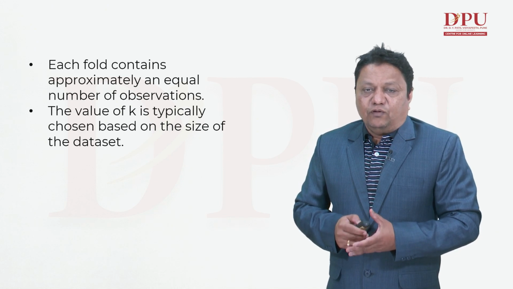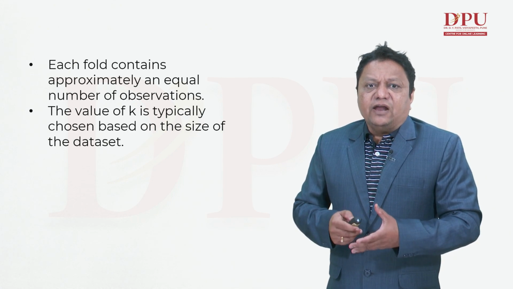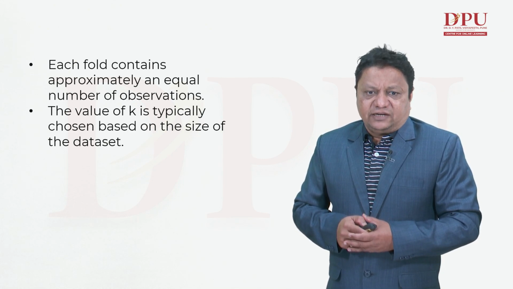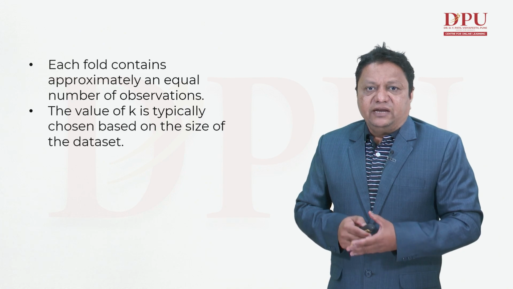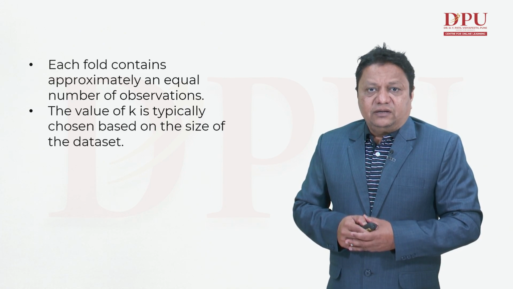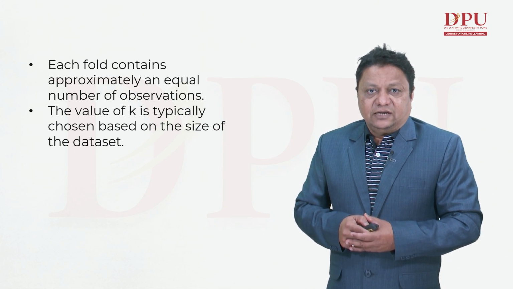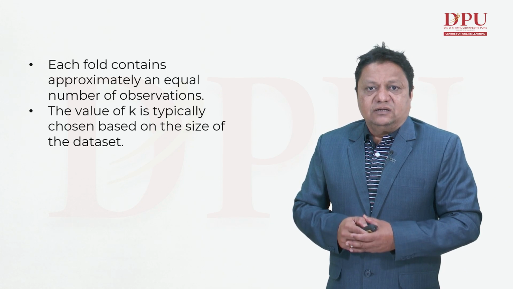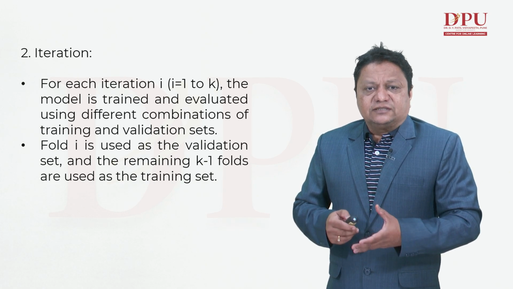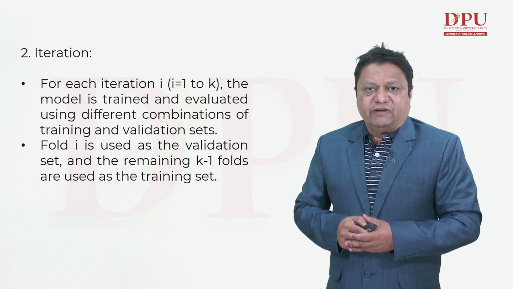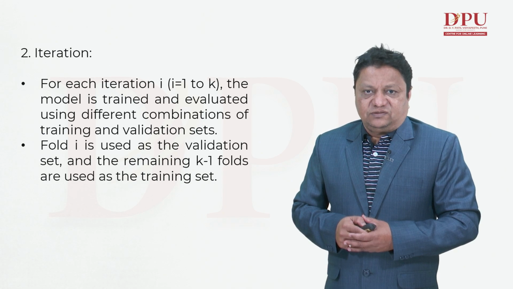Each fold contains approximately an equal number of observations, and the value of k is typically selected based on the size of the data set. It can be 5, it can be 10, it can be any number, but depending on the size and the complexity of the data set, the value of k is selected. The first step is splitting the data, that is, we divide the entire data set into an equal number of folds.